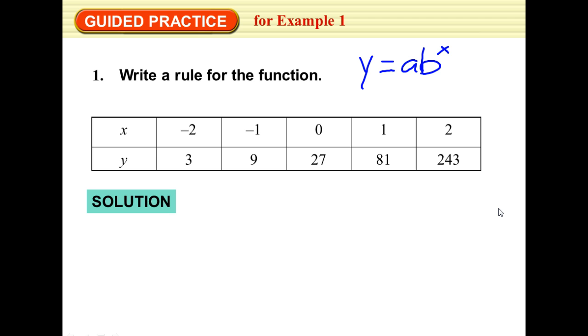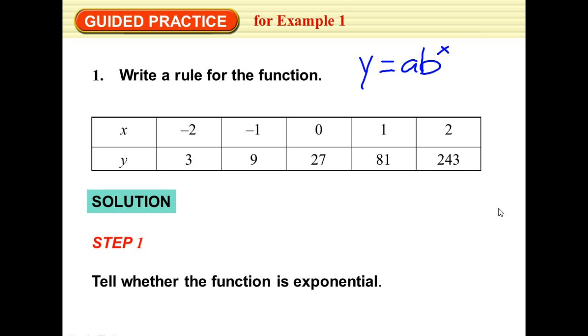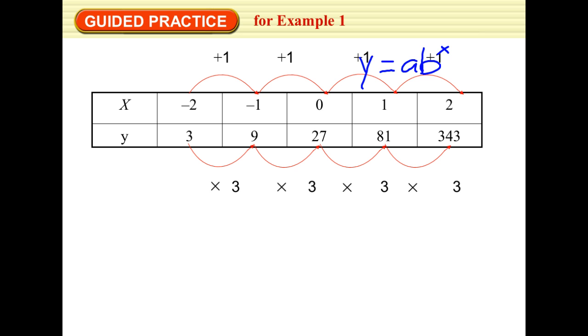Okay, hopefully you were looking at this and you said, all right, I noticed that as x increases by 1, my y values triple. They keep multiplying by 3. 3 times 3 is 9. 9 times 3 is 27. 27 times 3 is 81. And then I know, therefore, it's exponential.